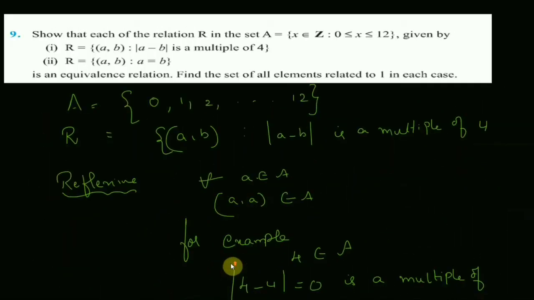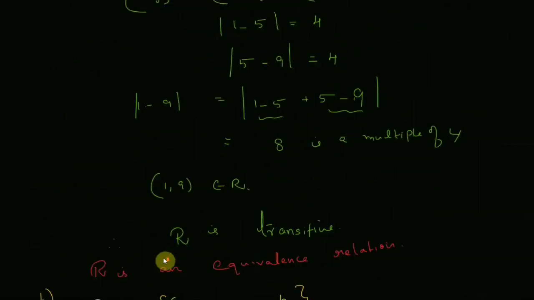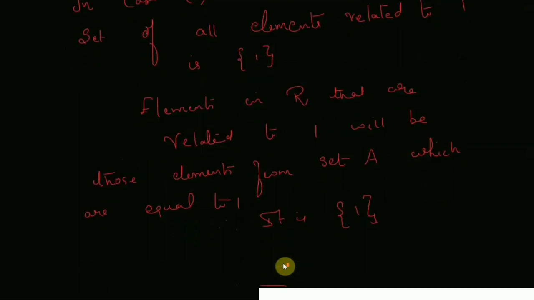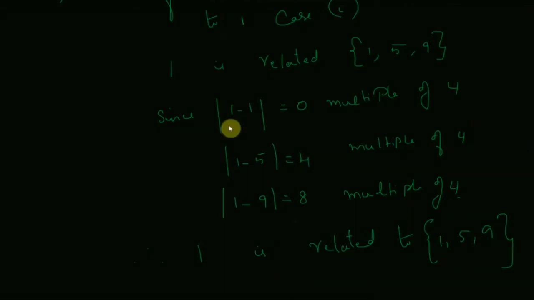Now second, again they asked what 1 is related to in the second case. Second case, A should be equal to B. So 1 is related to only 1. 1 is equal to 1, nothing else. 1 is not equal to any other number. So the case 2, the set of all elements related to 1 is 1 itself. Okay. Elements in R that are related to 1 will be those elements in the set A which are equal to 1. There is only 1. So in case 1, it is 1, 5, 9, and in case 2, 1 is related to only 1.